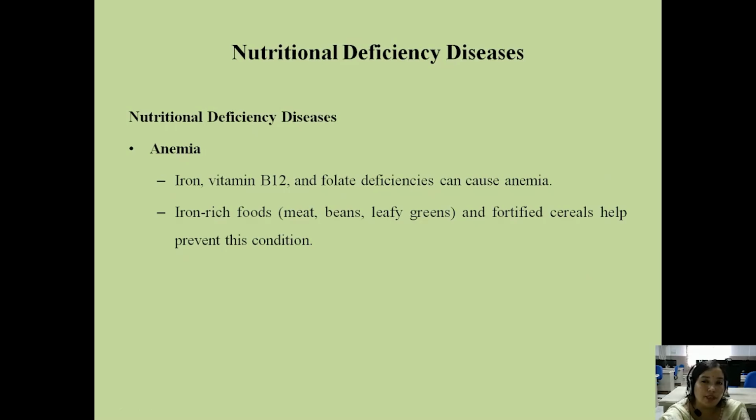Then nutritional deficiency diseases. One is anemia, which is due to iron deficiency, vitamin B12 deficiency, or folate deficiency in the body. Basically, we see anemia more in women. Iron-rich foods, meats, beans, leafy greens, and fortified cereals help prevent this condition. So you should eat iron-rich foods.